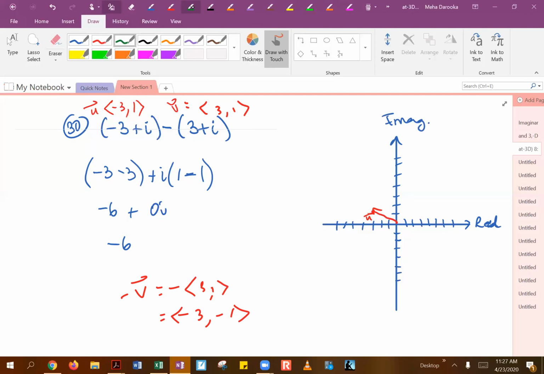Sorry, not to the right, to the left, because the original was positive 3. So you're going to the left 3 units and then down 1.